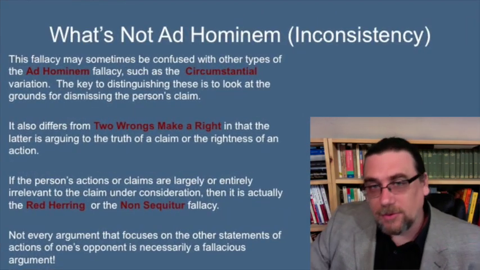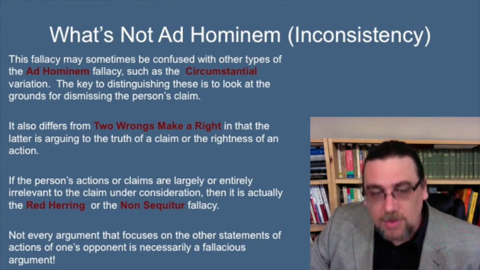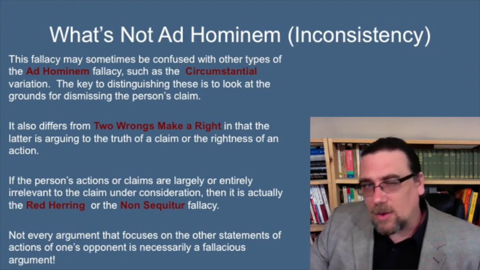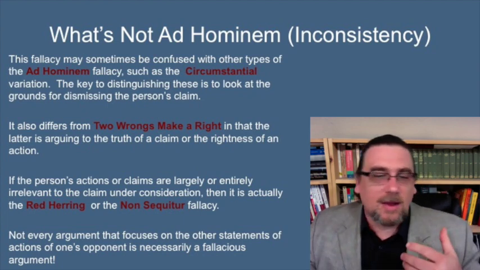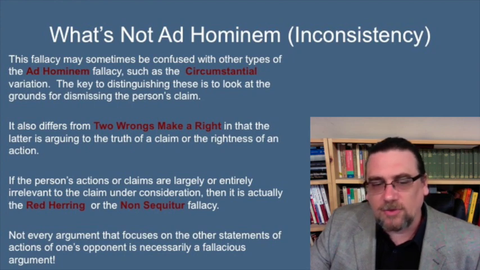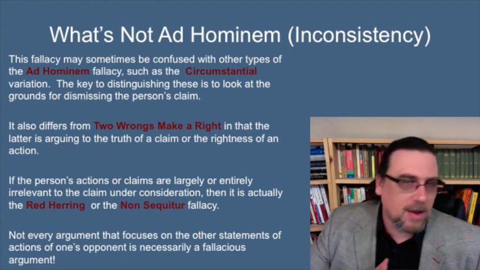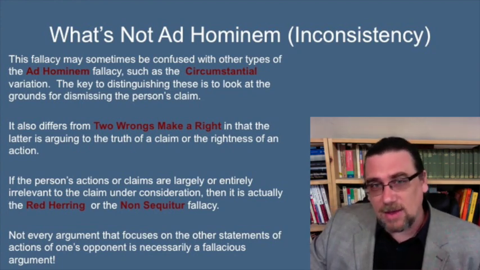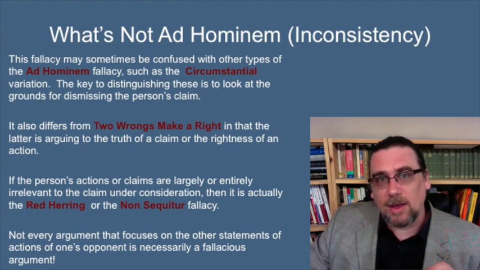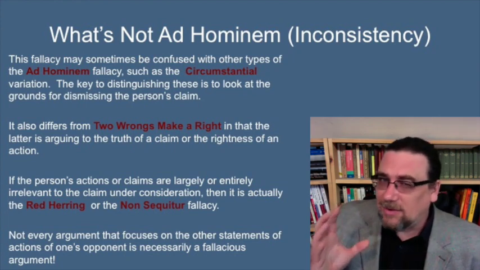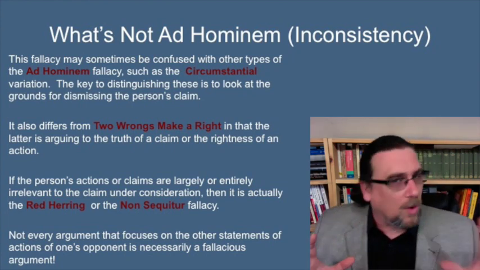Now, for those of you who are students who need to be able to identify this fallacy in opposition to other fallacies, we want to look at a few other ones that are easy to confuse it with. So it is an ad hominem fallacy, and you might blur this into the circumstantial variation depending on what sort of attack on the person is being made. The key to distinguishing these is looking at the grounds that are being relied upon for dismissing the person's claim. Is it fundamentally about inconsistency, or is it fundamentally about what their commitments are?